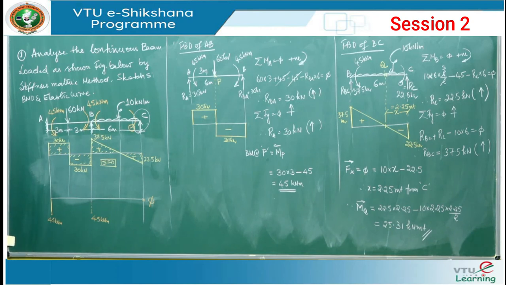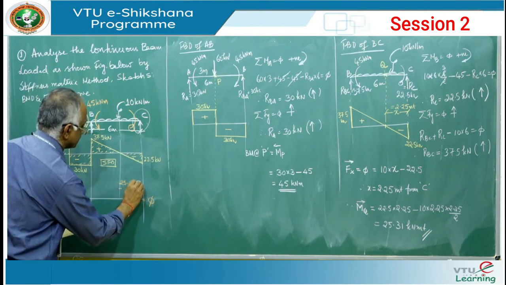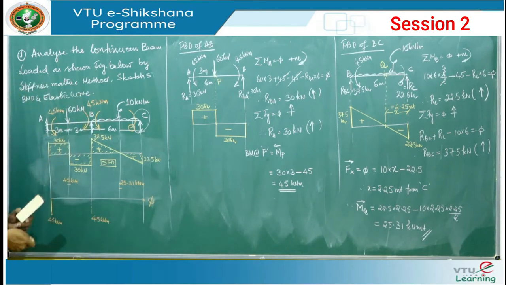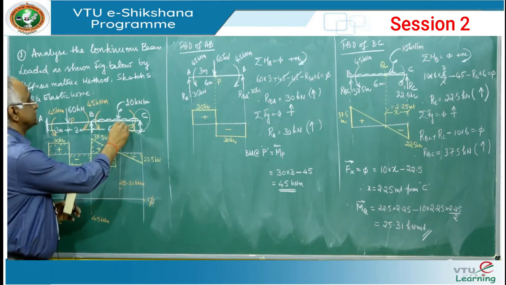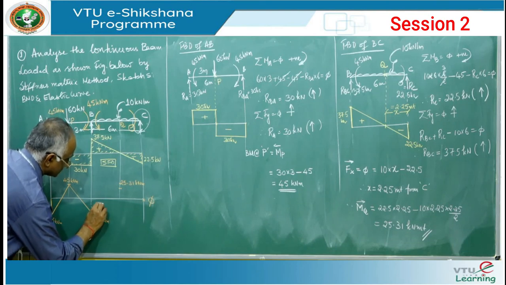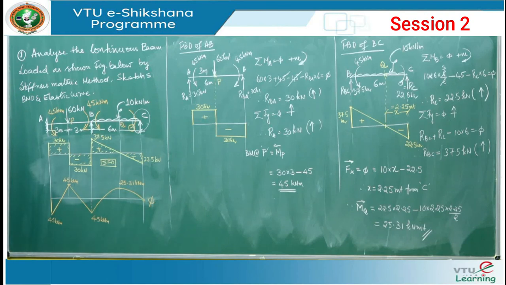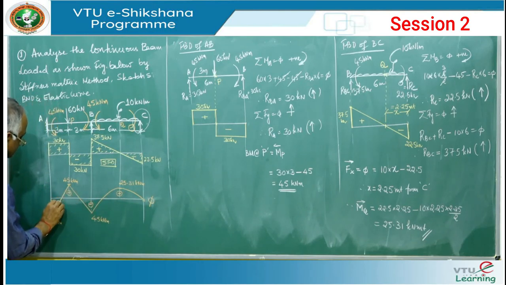And over this you have to mark the positive values. Positive value at P is 45 and at Q it is around 25.31. So look at the loading pattern on the beam. You don't have any load between A and P, or P and B, and of course here you have a continuous UDL. We know this variation now: from A to P it is linear, and P to B is also linear, whereas from B through Q to C it is parabolic, a second order curve. So whatever the diagram, above the reference line is positive, below is negative.